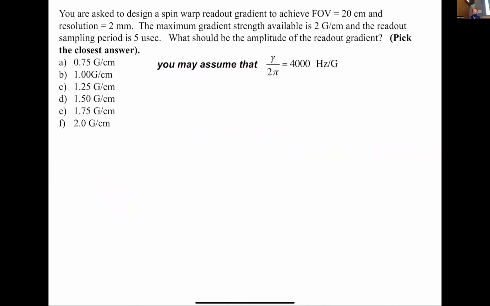Okay, so let's do a simple problem in class, because this is really what you'll be doing on the MATLAB, designing things. You're asked to design a spin-warp readout gradient to achieve a field of view of 20 centimeters and a resolution of 2 millimeters. The maximum gradient strength available is 2 Gauss per centimeter, and the readout sampling period, this is your delta t, is 5 microseconds. What should be the amplitude, that's the GXR of your readout gradient? Pick the closest answer, and you can use gamma over 2 pi equals 4,000 hertz per Gauss.